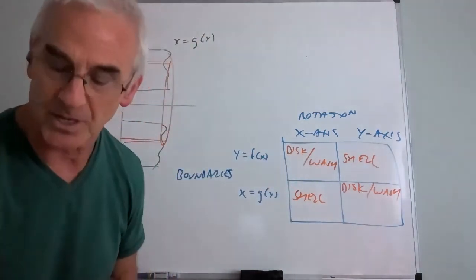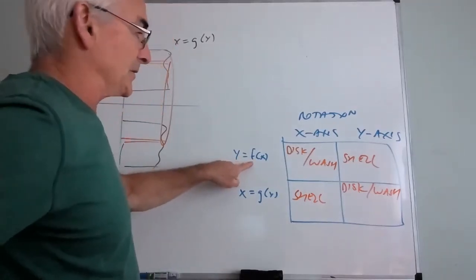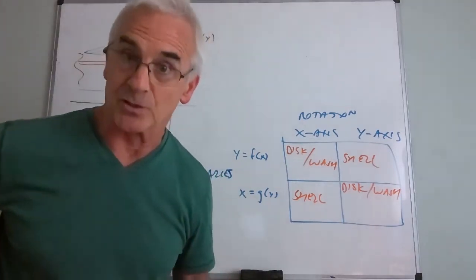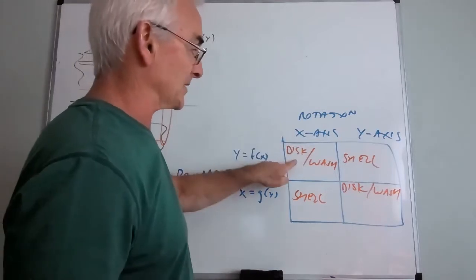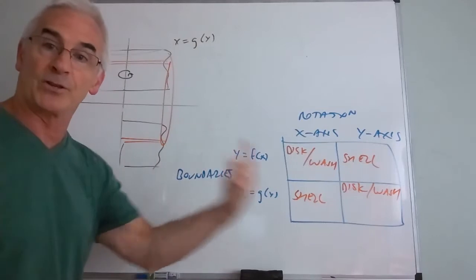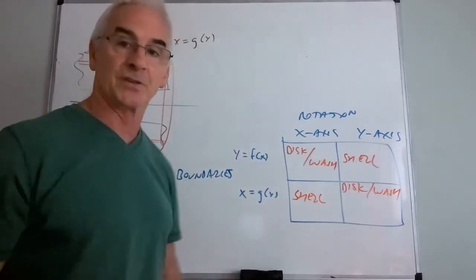No, not even close. What I'm saying is, if your boundaries are given as functions of x, you want to simply maintain delta x cuts. You want to maintain vertical slices. But an x-axis rotation would mean disks and washers. A y-axis rotation would mean shells. That's the only way you can maintain the delta x's. And then the same thing here, it switches.